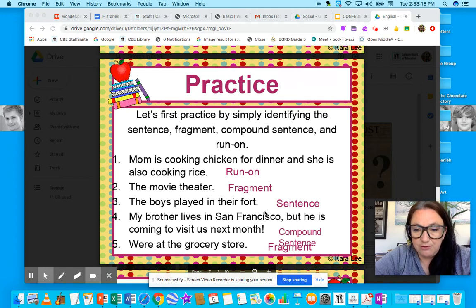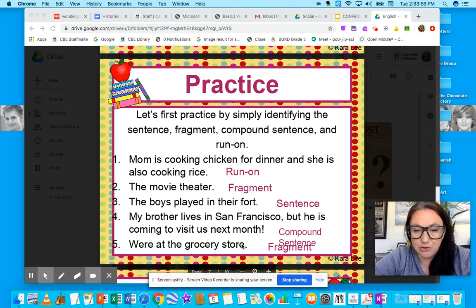The boys played in their fort. So this is a sentence. This is a sentence because it's talking about the subject and it has a verb, predicate. This is a compound sentence because it's bringing these two sentences together. So like this run-on sentence will eventually turn into a compound sentence, meaning there's two sentences together. My brother lives in San Francisco, comma, but he is coming to visit us next month. Okay, so this has the comma before the conjunction. One of the words from FANBOYS, right? The B stands for but.